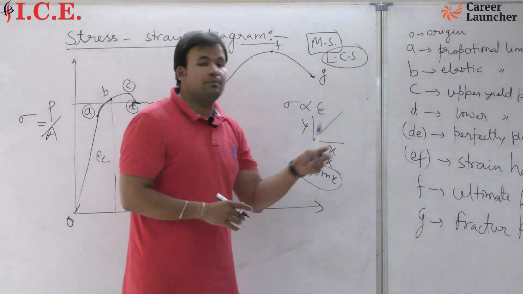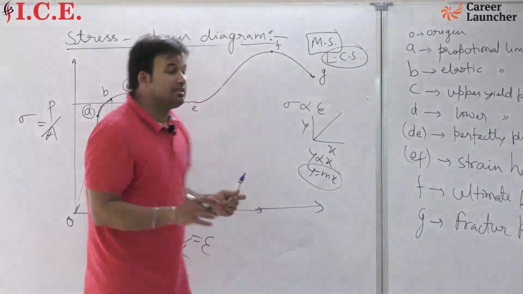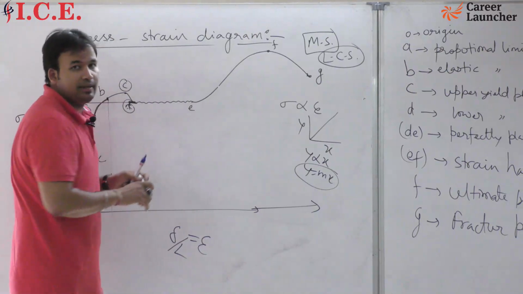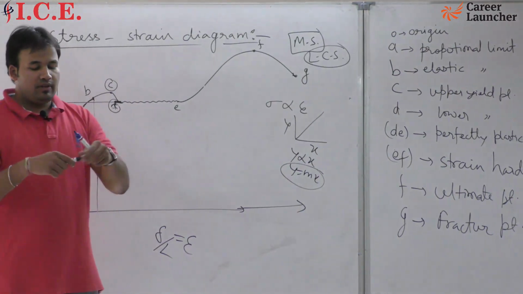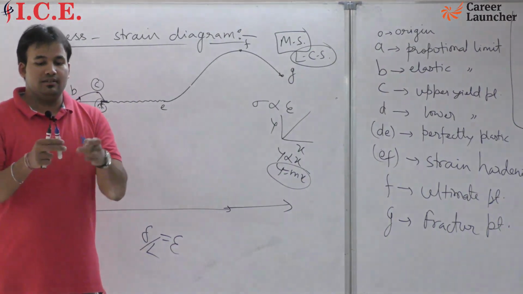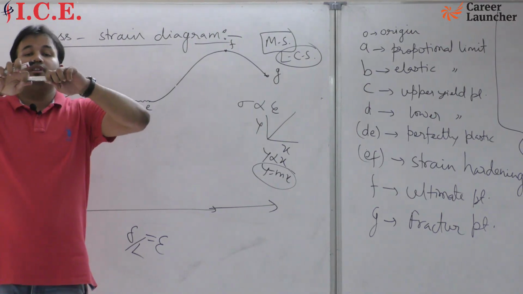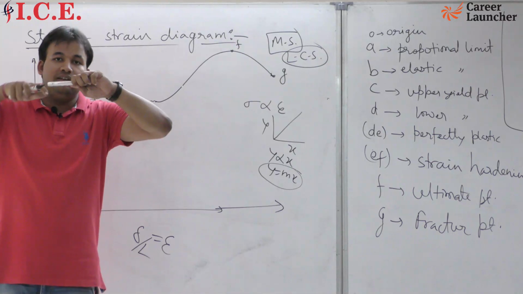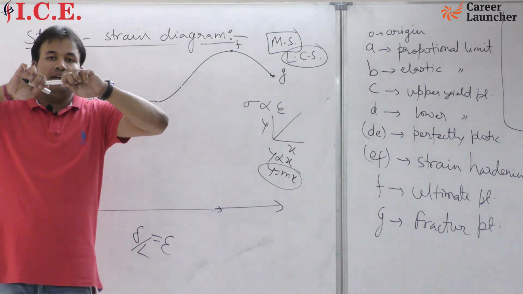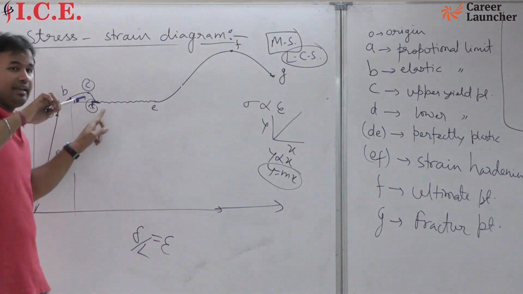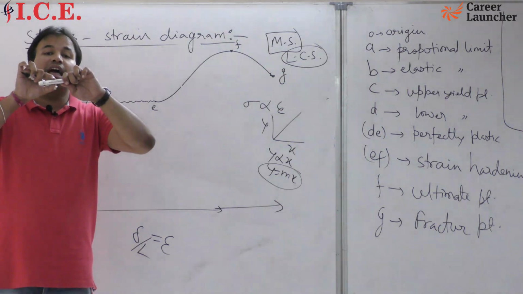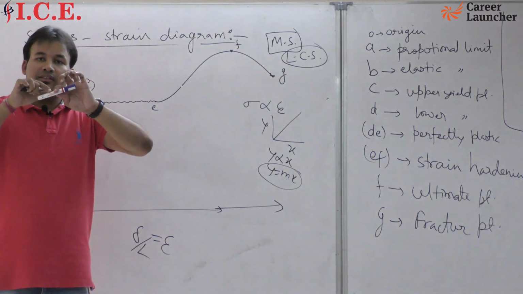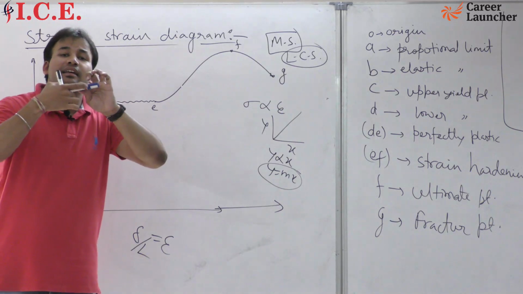Why is its name perfectly plastic? Because in this section from D to E, suppose this is your object, okay, and if you are applying tensile load on this object, then definitely after point D there will be a decrease in diameter and there will also be an increase in length.